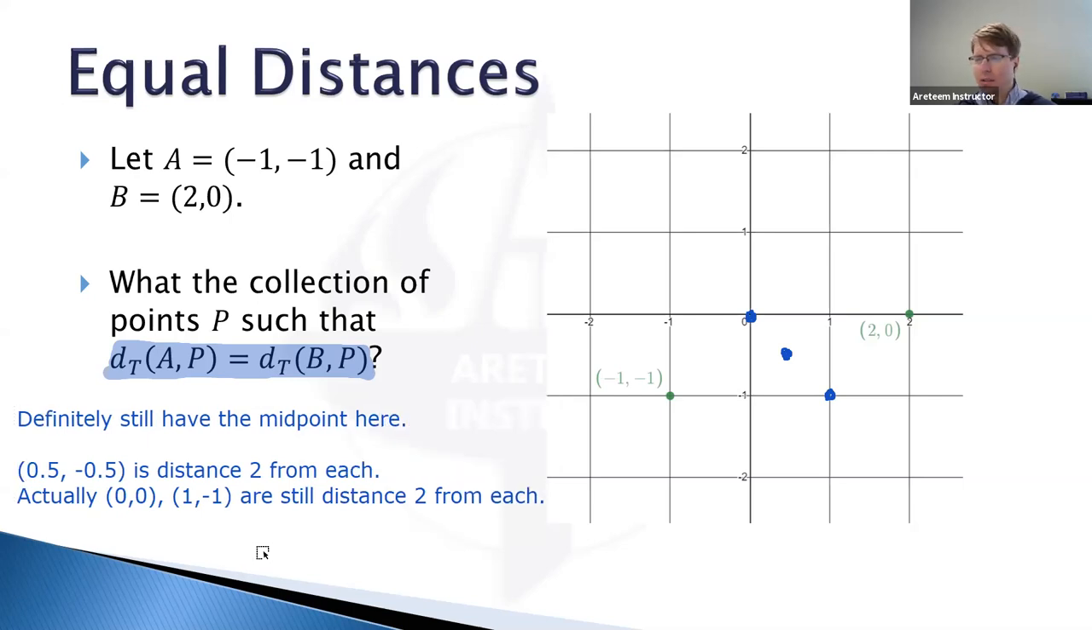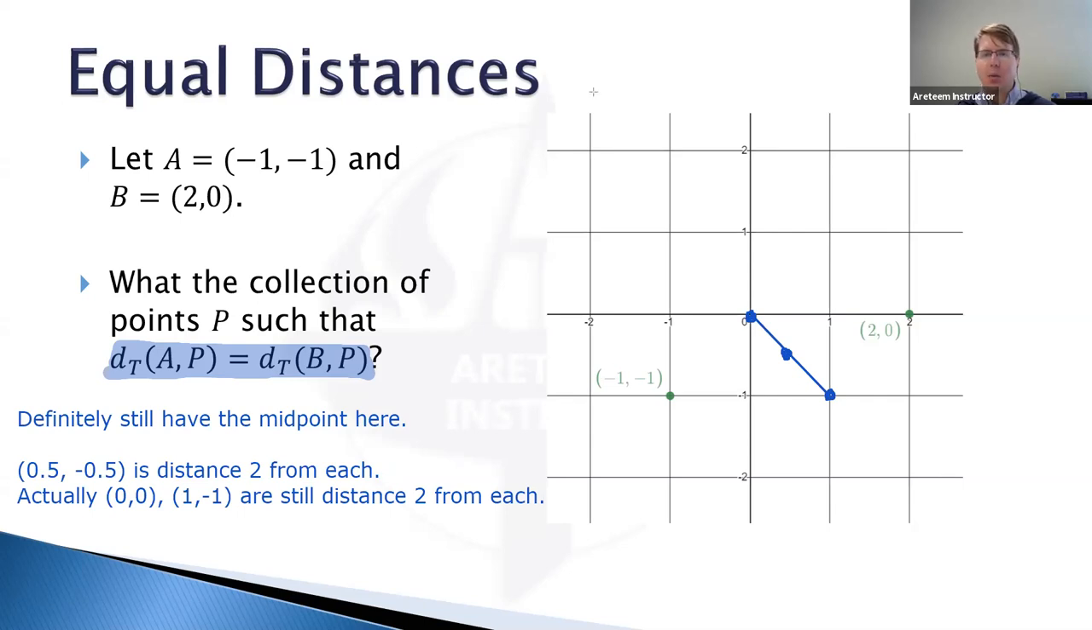Okay, so (1, -2), (1, -3). Yeah, let me come back to that in a second here. Now, what about other points distance 2 from each other? Let me clarify that first. In fact, all of these right there are distance 2 from each other.